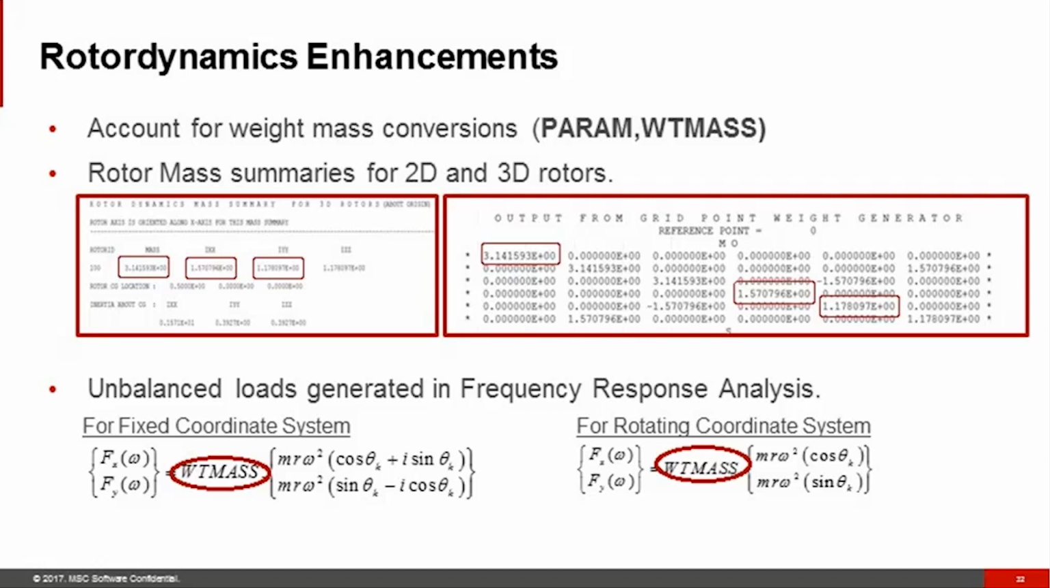So on the right-hand side, we see the grid point weight generator output. A similar capability has been added and corrected for unbalanced loads generated in frequency response analysis. The unbalanced loads are now corrected and scaled properly. And you can see it is supported for both the fixed and rotating coordinate systems.